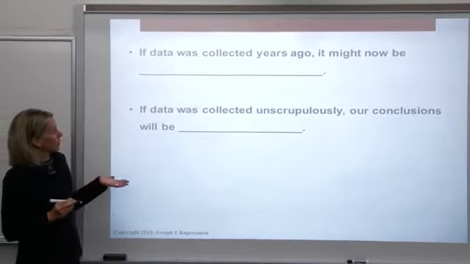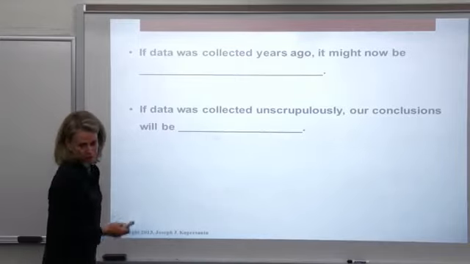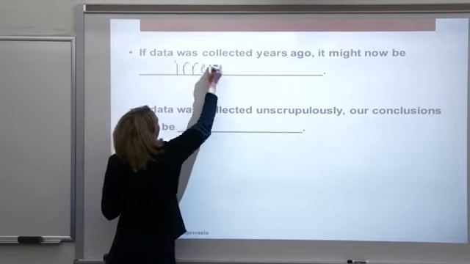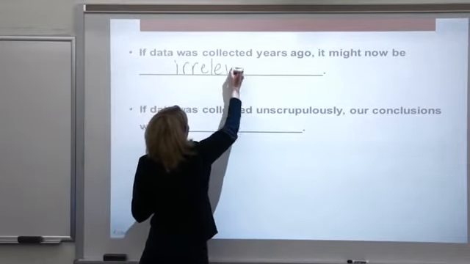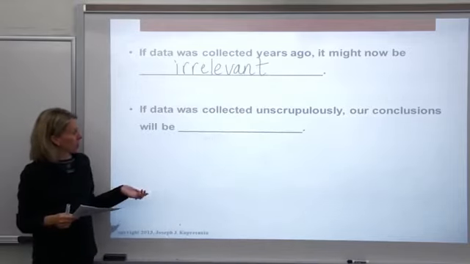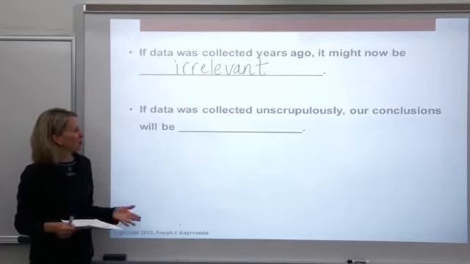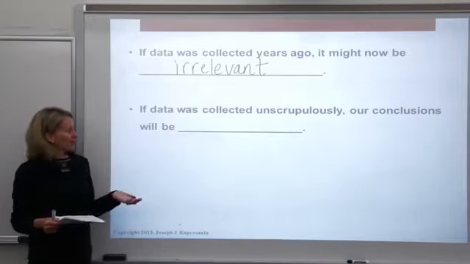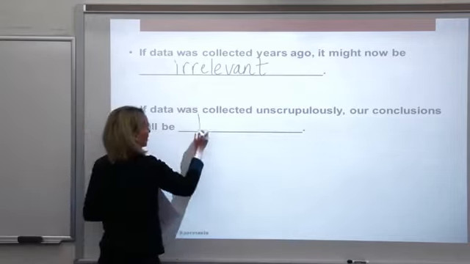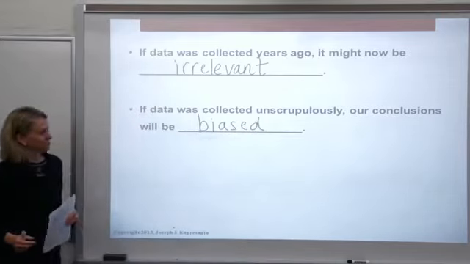For when the data was collected, if the data was collected years ago, now it could be very irrelevant. Make sure I spell this word right. And if the data was collected unscrupulously, our conclusions will be biased. So we'll talk in later chapters about some valid ways to collect data and some not so valid ways to collect data. So we do want to be careful about bias when we collect data.